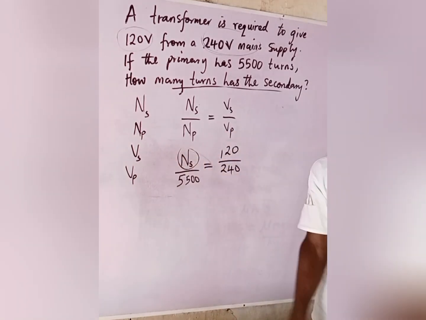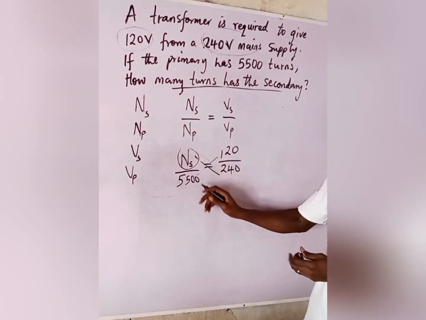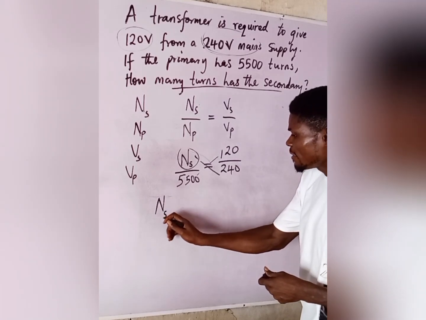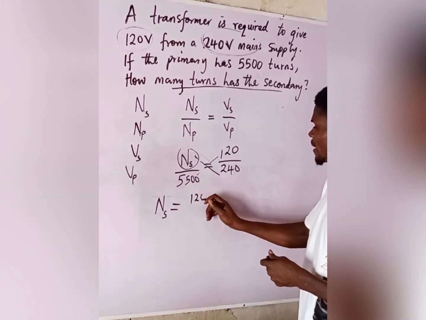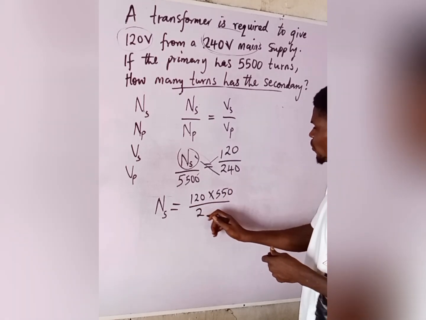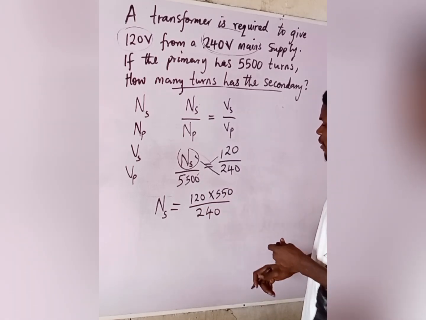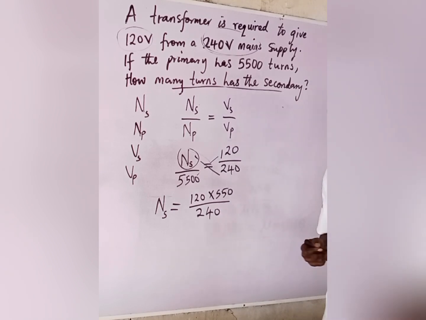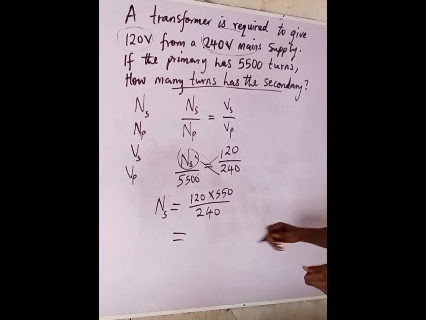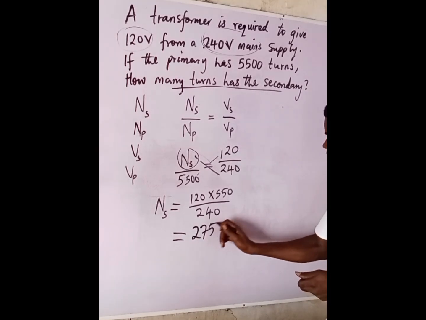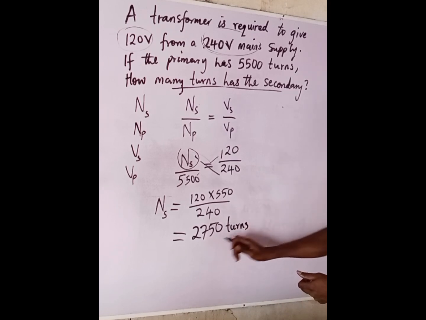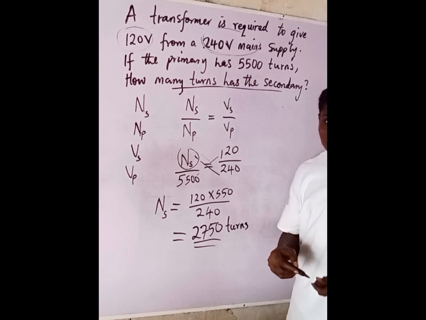By the time we compute this, we'll be able to get the value of Ns. So cross multiplying and making Ns the subject of formula, you're going to have that Ns is equal to 120 multiplied by 5,500 divided by 240. This will now give us the answer. By the time we compute this, we are going to get 2750 turns. So this will give us the number of turns in the secondary section.